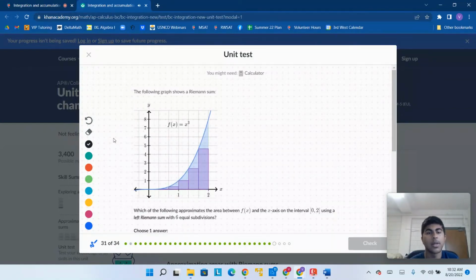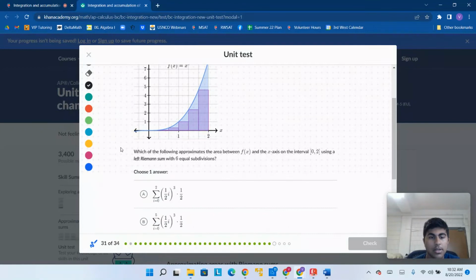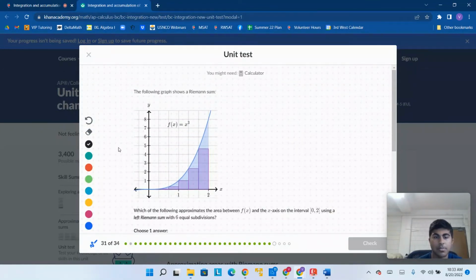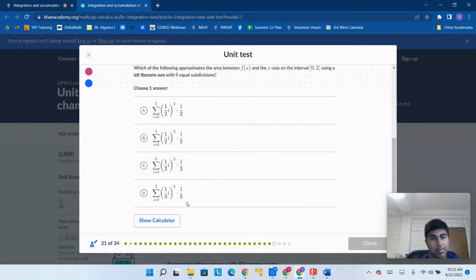Okay. The following graph shows a Riemann sum, f of x equals x cubed. Which of the following approximates the area between f of x and the x-axis on the interval 0, 2 using a left Riemann sum with 6 equal subdivisions? So left Riemann sum. Right, so how are we going to do this? We're going from 0 to 2, so each subdivision is going to be length 1/3. So we're going to be multiplying by 1/3, as you can see here.